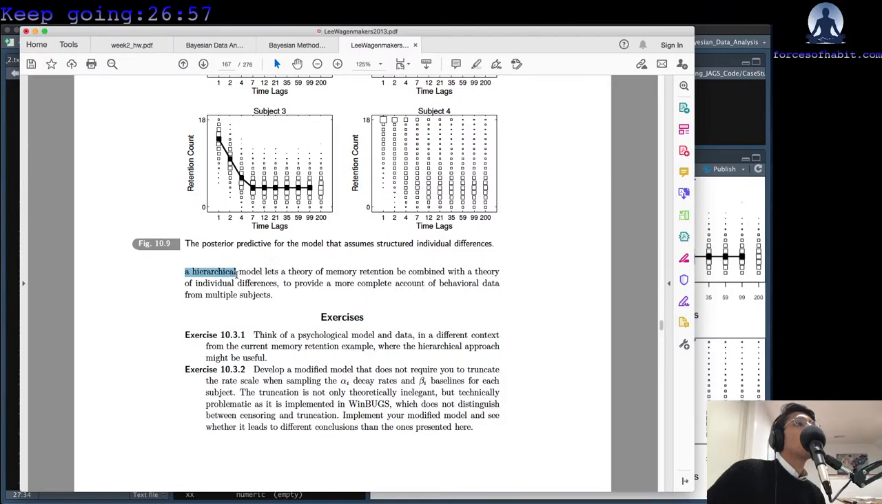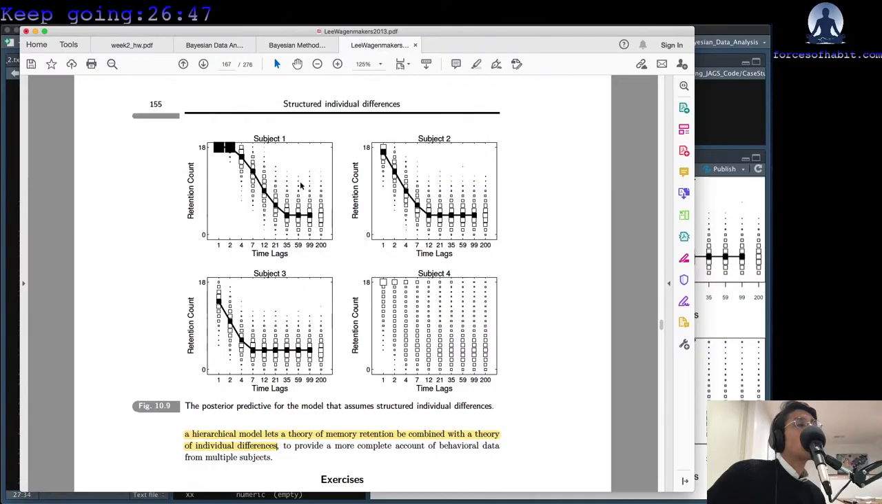So here we've been able to combine a theory of memory retention with a theory of individual differences. Interesting. And this gives us a more complete account of the behavioral data across a variety of subjects, even when we don't have information about a subject. And that's pretty cool. And if some of you are familiar with linear mixed effects models, this almost seems just as simple or more intuitive than doing this in a frequentist framework.